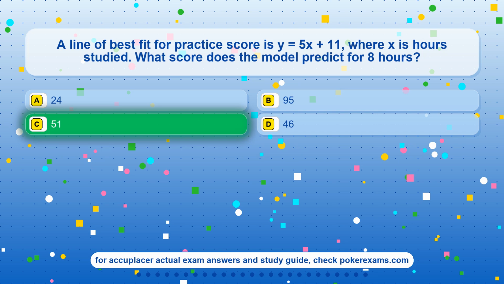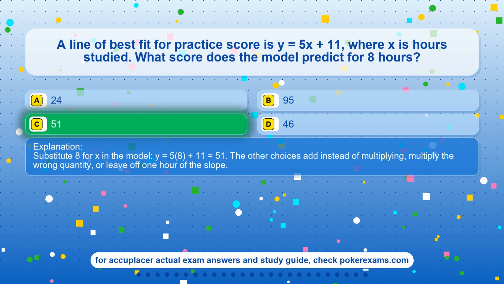The correct answer is option C, 51. Substitute 8 for x in the model: y equals 5 times 8, plus 11, equals 51. The other choices add instead of multiplying, multiply the wrong quantity, or leave off 1 hour of the slope.